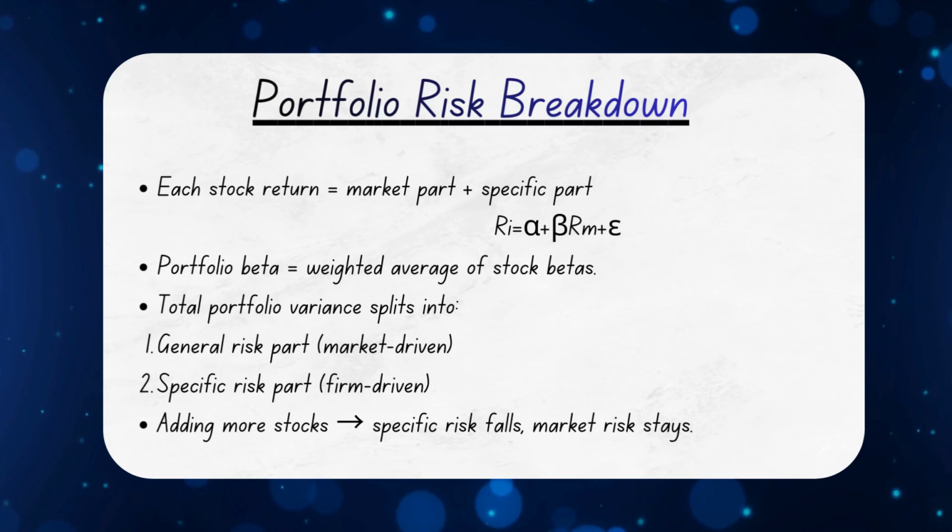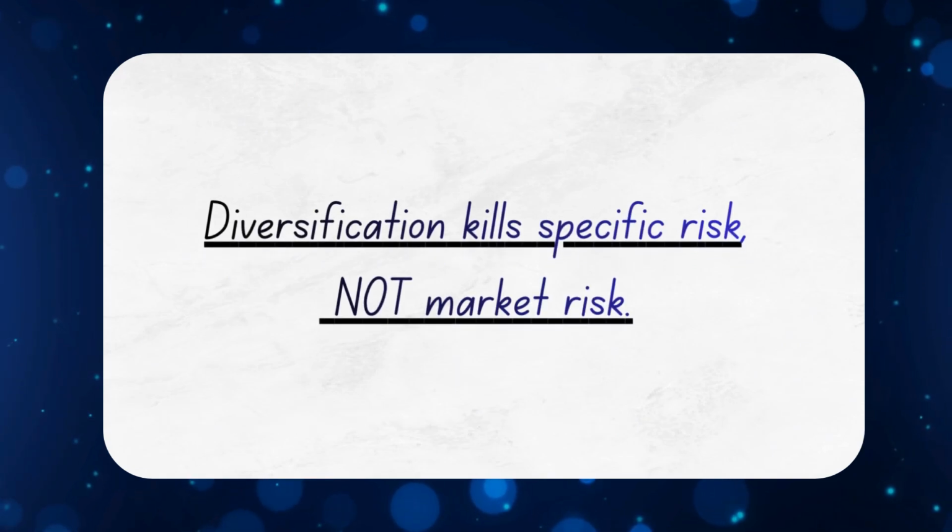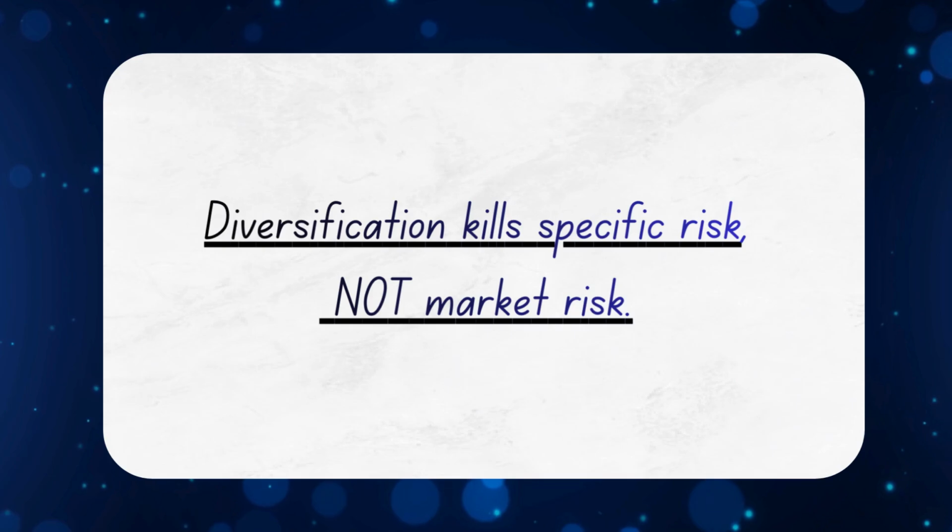As we add more and more assets, specific risk keeps shrinking because diversification cancels it out, but market risk always remains. That's why people say diversification removes specific risk, but not market risk. So the big takeaway is simple. You can control company-level risk by spreading your investments, but you can never fully escape the ups and downs of the market itself.